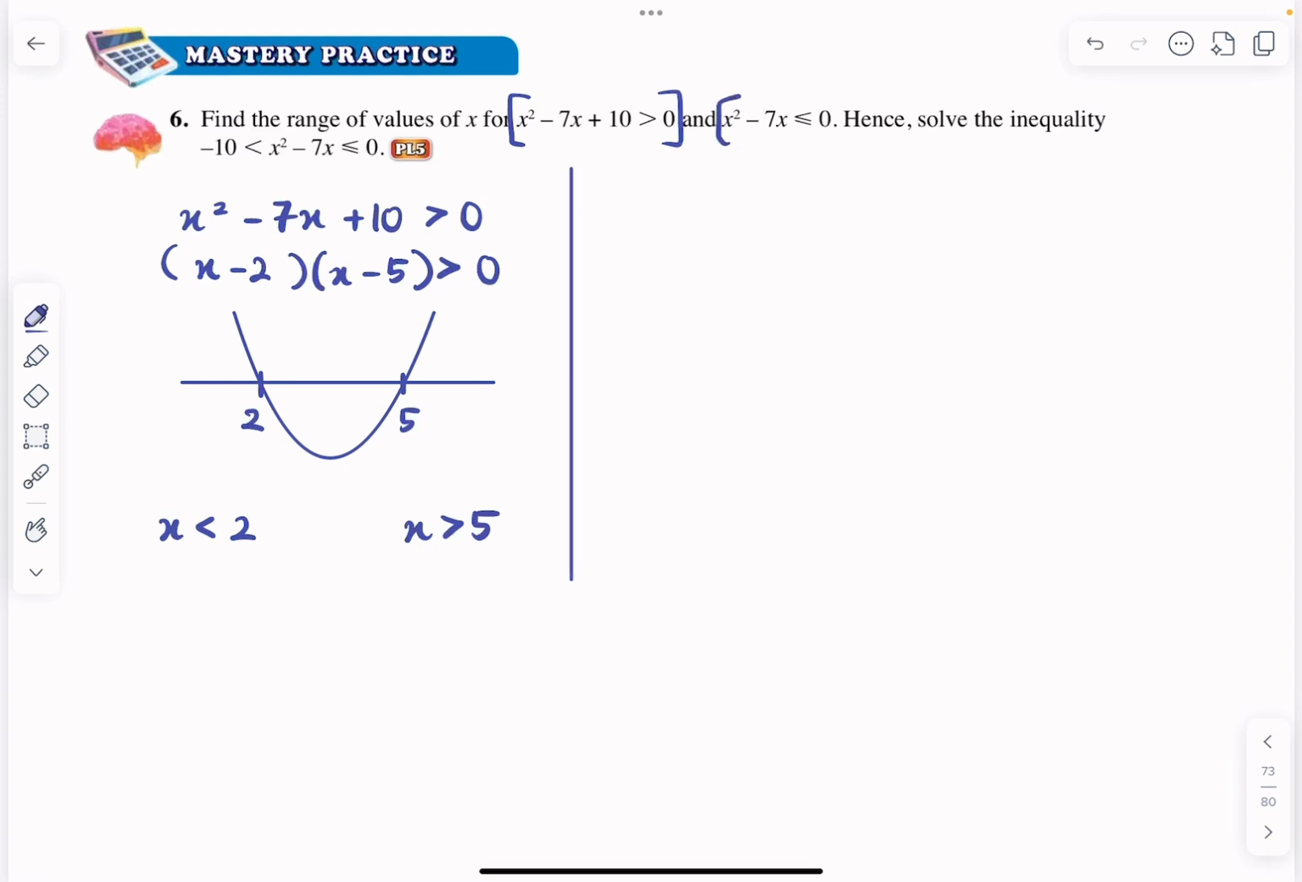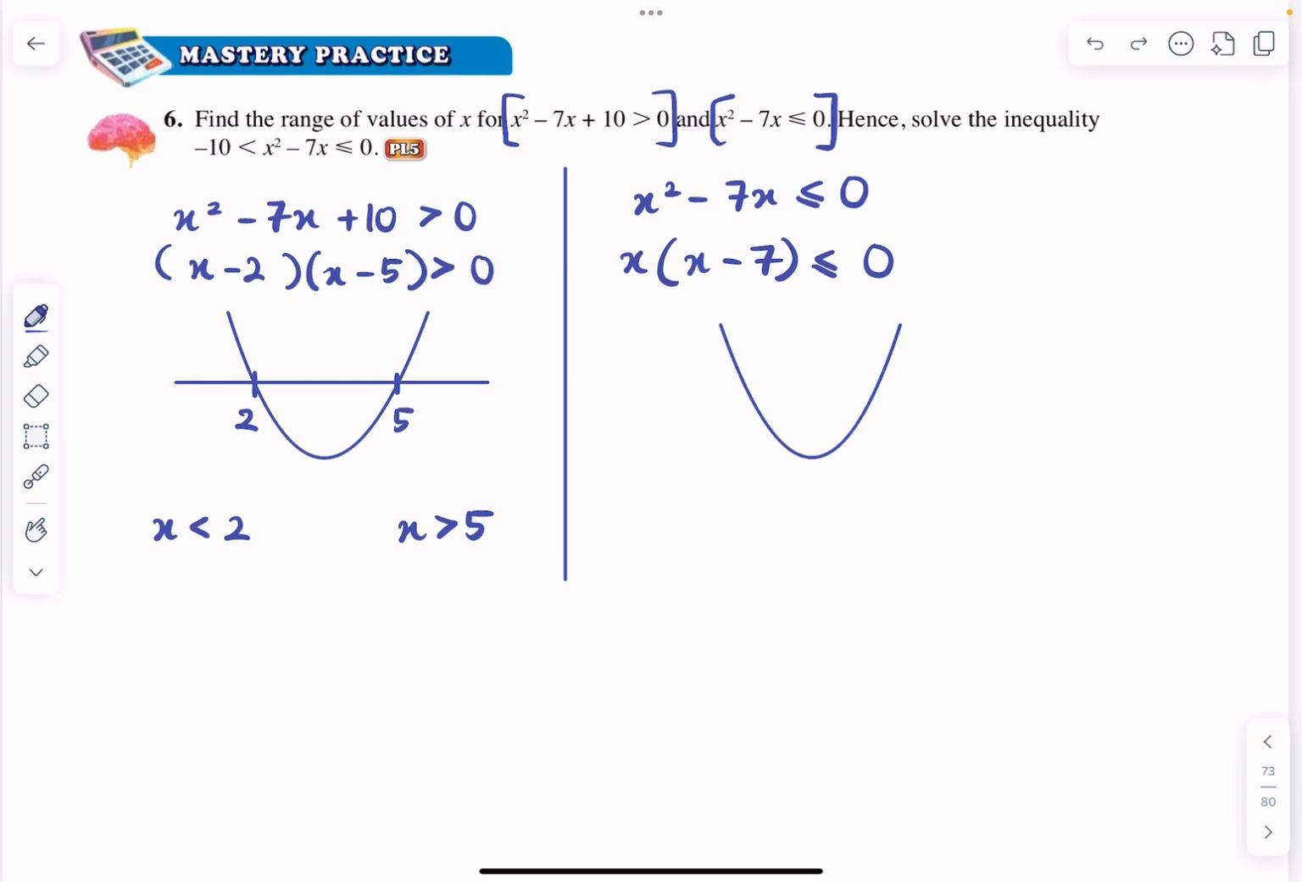Okay, then the next one. x squared minus 7x less than or equal to 0. Same thing. Here we factorize, but it's not only the calculator, you can just factor out straight away. Both of these terms have x, so we take out x, and we are left with x minus 7. So drawing this again. Whenever you have a quadratic inequality, you have to draw this and this. Now our roots would be 0 and 7. So x equals 0 and x equals 7.